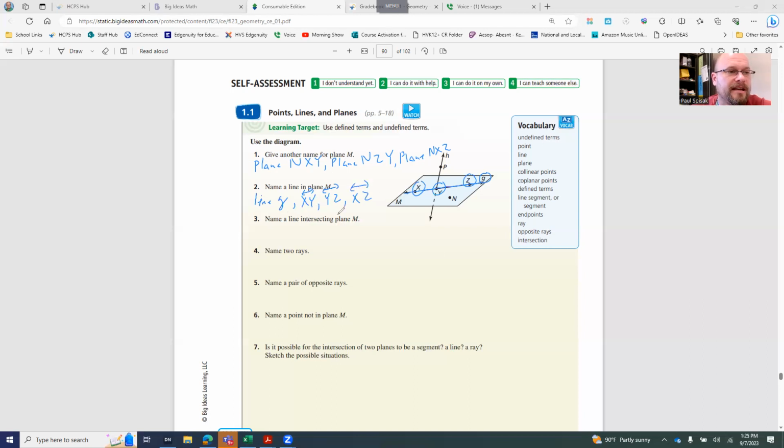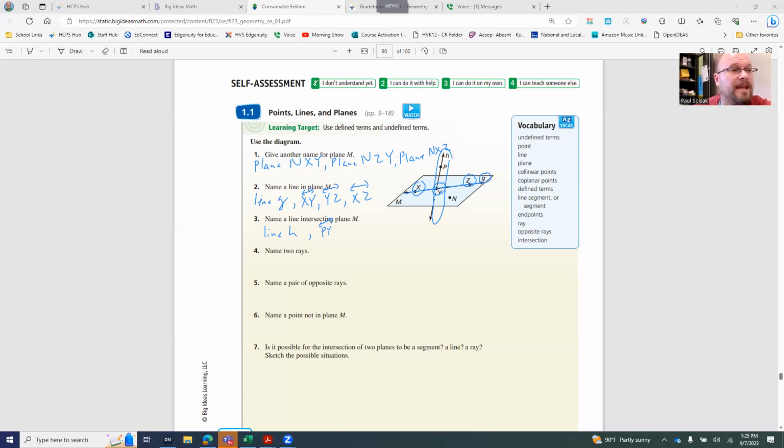Then it says name a line intersecting plane M. Well, there's only one line intersecting plane M. That's line H up here. So again, we can either call it line H, or we can use the 2 points there on the line and call it line PY. Or again, you can reverse that as well. But again, make sure we use proper notation.